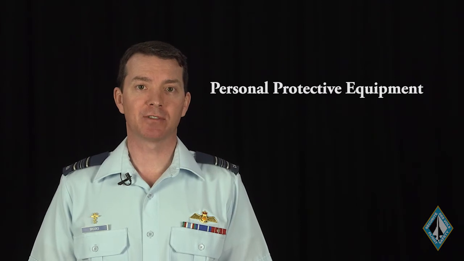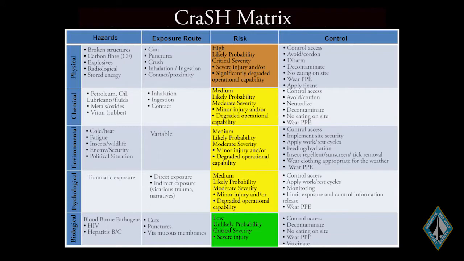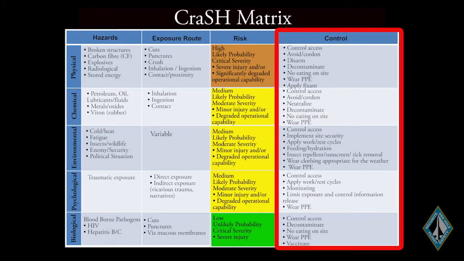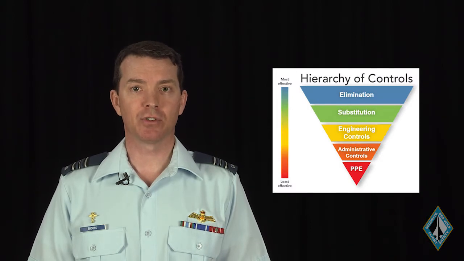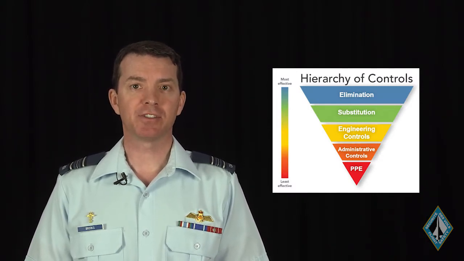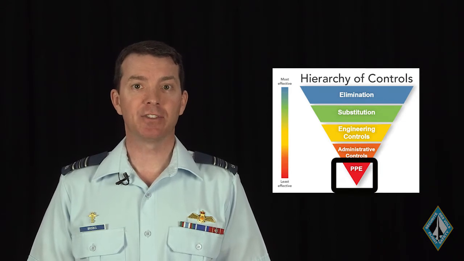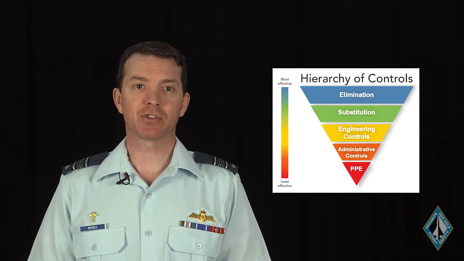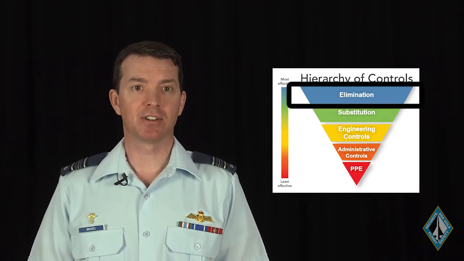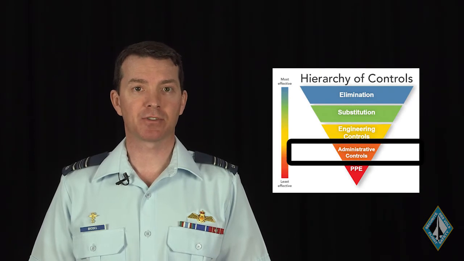In this video, we're going to review the use of personal protective equipment, or PPE. Previously, we reviewed the crash matrix in detail, including control measures for each category of crash scene hazard. Control measures can be grouped according to their effectiveness. This is known as the hierarchy of controls. In the hierarchy of controls, while PPE is essential, it is actually considered the last line of defense and the least effective method of controlling hazards. More effective methods of controlling crash scene hazards include elimination, engineering, and administrative measures.